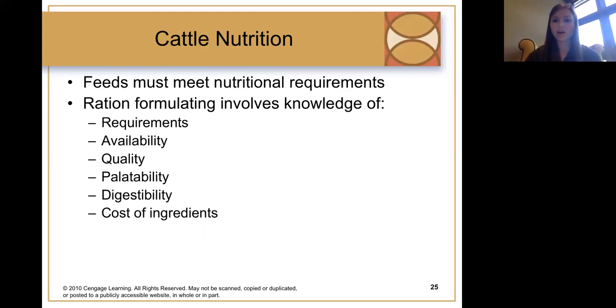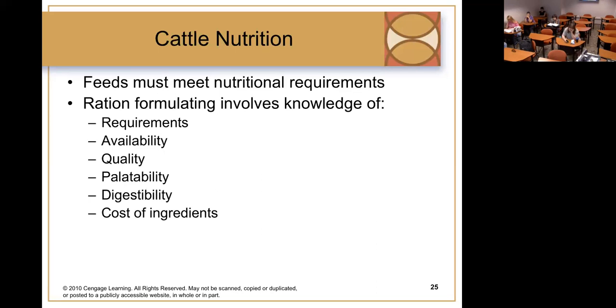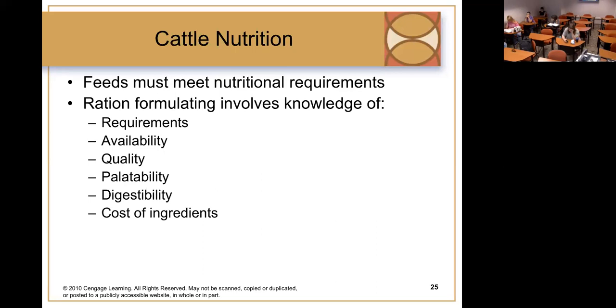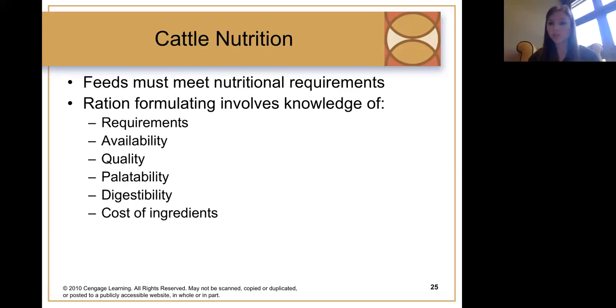Digestibility is also another thing that needs to be thought about. So just because you feed a certain feed, it doesn't mean that all of that feed is actually completely digestible to the animal. So that's really important. And then the cost of ingredients. So obviously, you want to try to make your production system as low cost as possible, so you can get the best return on investment with that. So if you have two feed ingredients that are similar and one of them costs a lot less, you might want to look at using that feed ingredient. So cost is always really important to consider there.